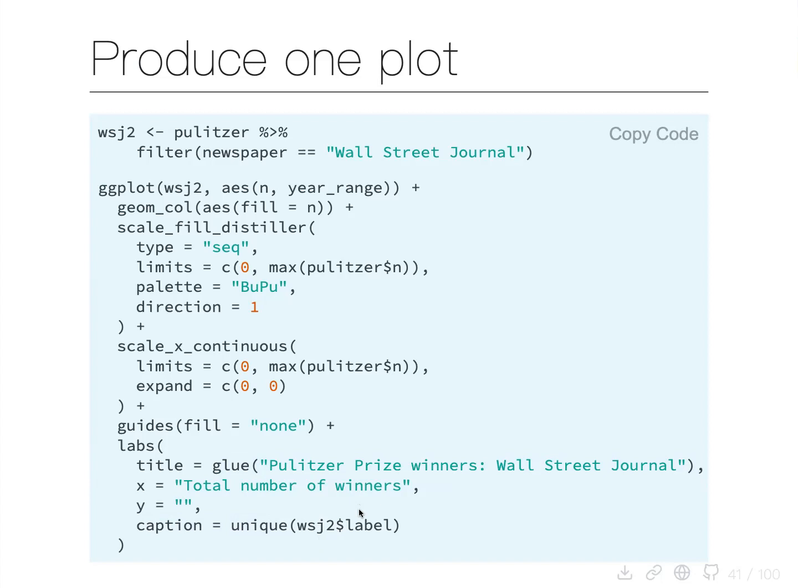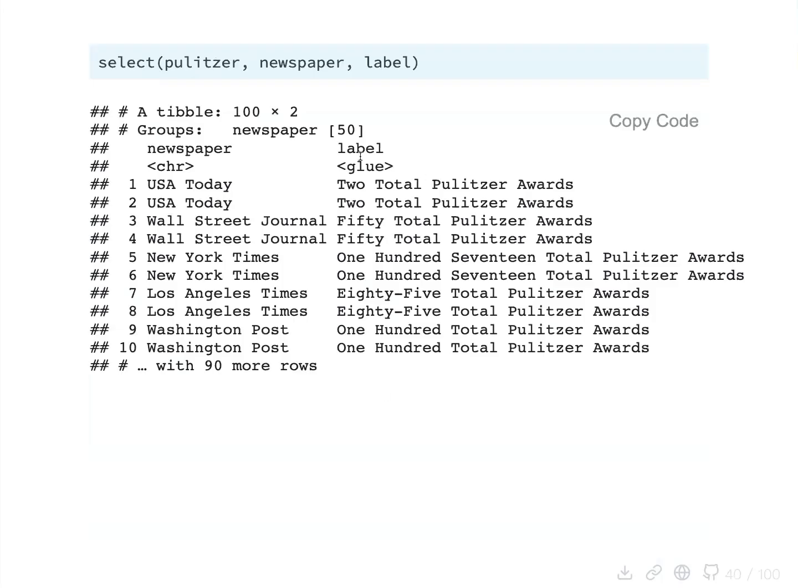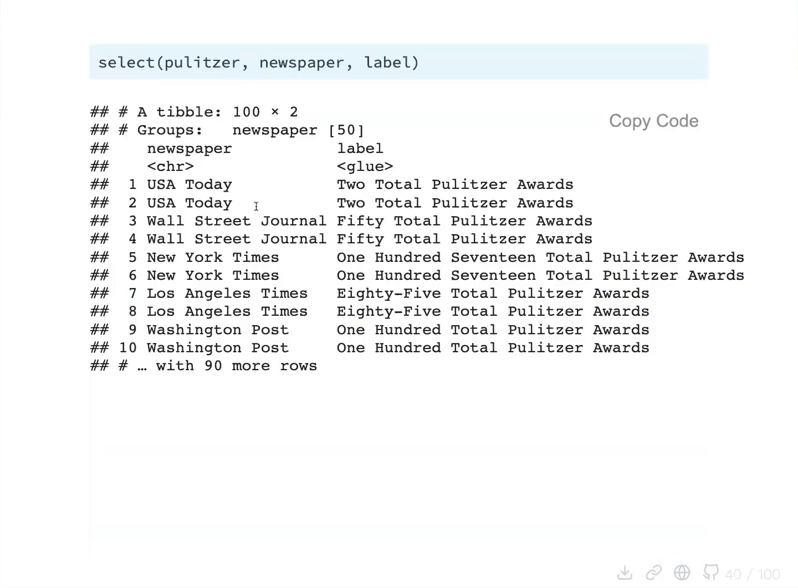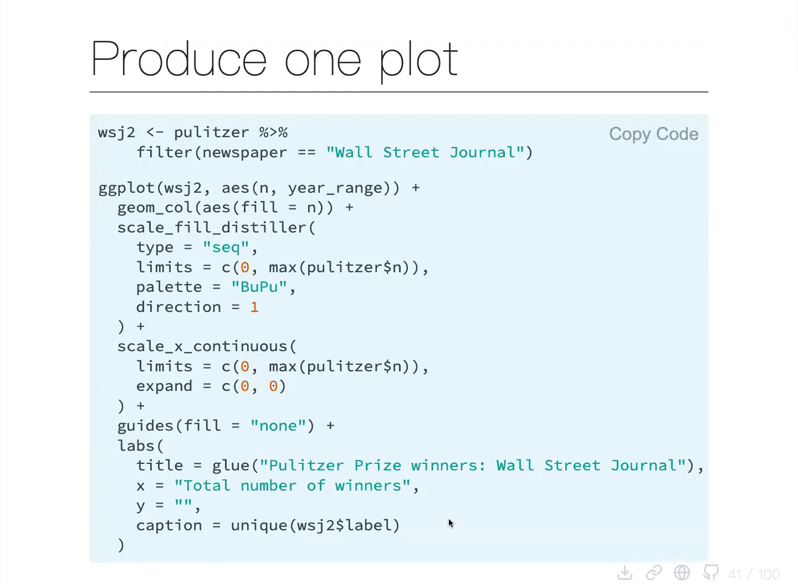Why do you think I'm wrapping that in unique? You have multiple of the same caption. We have multiple of the same caption. For a row, we have 2 of them. Or for a newspaper, rather. Okay, so when I say unique, it's just going to give me the 1. Because for Wall Street Journal, right, if I just get Wall Street Journal, that's going to be these 2 rows. So I want just 1 label. I don't want 2 labels. Okay. Everything else clear there?